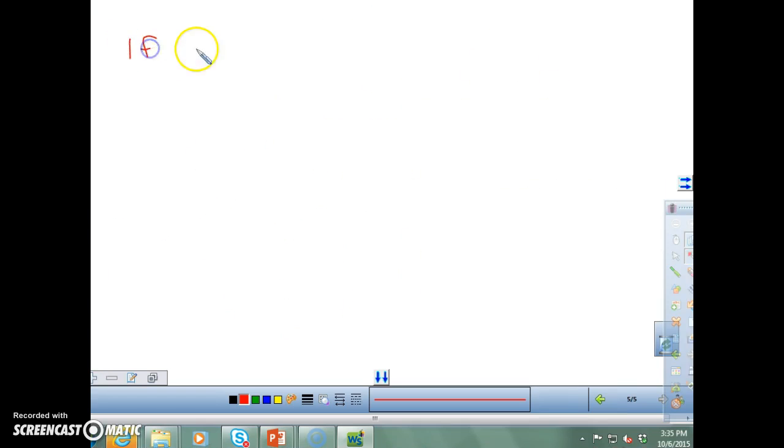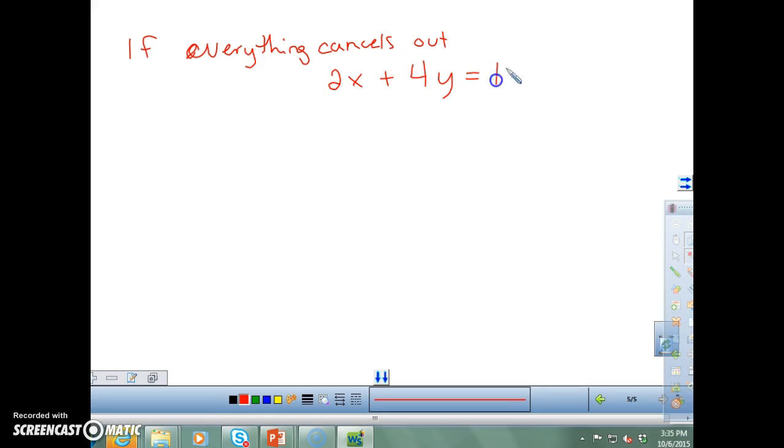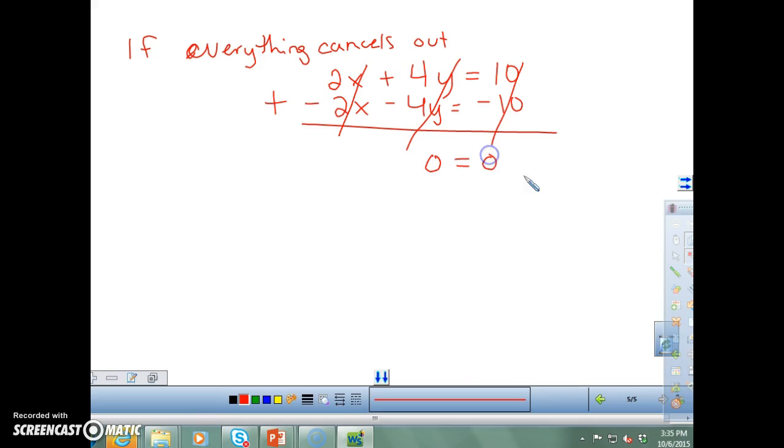Now, if everything cancels out, so let's say we had something like 2x plus 4y equals 10 and negative 2x minus 4y equals negative 10. Let's say we get to something like this. And so that makes 0, this makes 0, that makes 0. Does 0 equal 0? So that's a true statement. Infinite solutions. These are the same line.